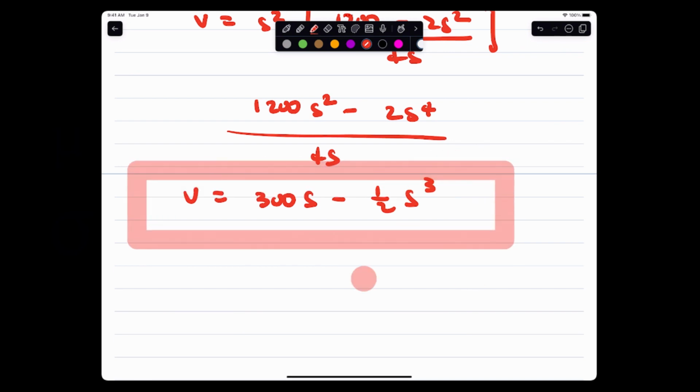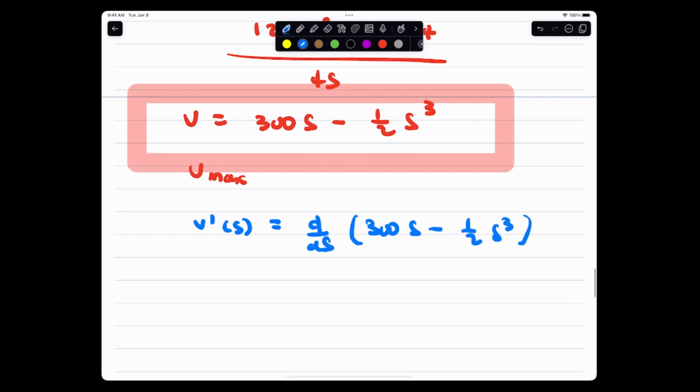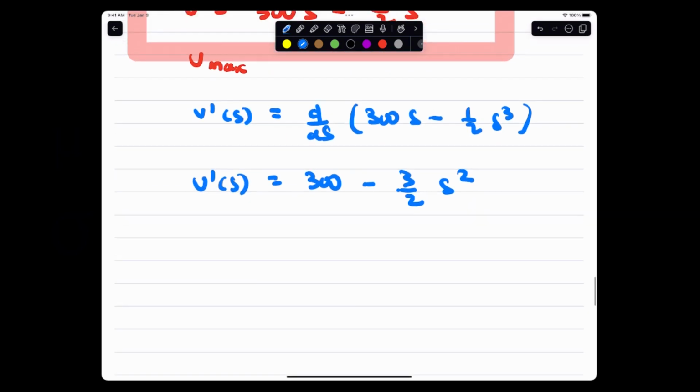So we're going to have to maximize the volume here. Vmax. Okay. Let's do some calculus. Take the derivative with respect to S. Your 300S minus 1/2 S cubed, which gives us what? 300 minus 3/2 S squared, okay? Set that equal to 0.